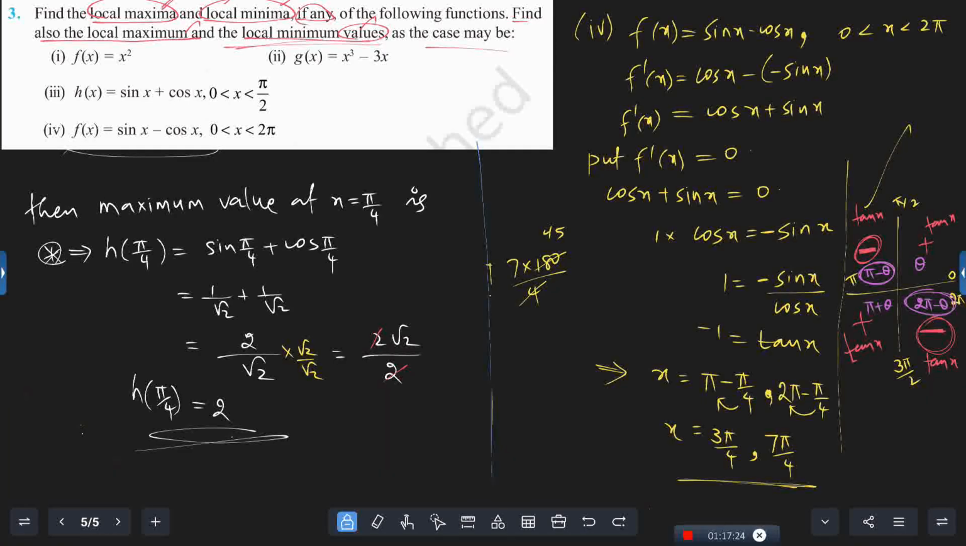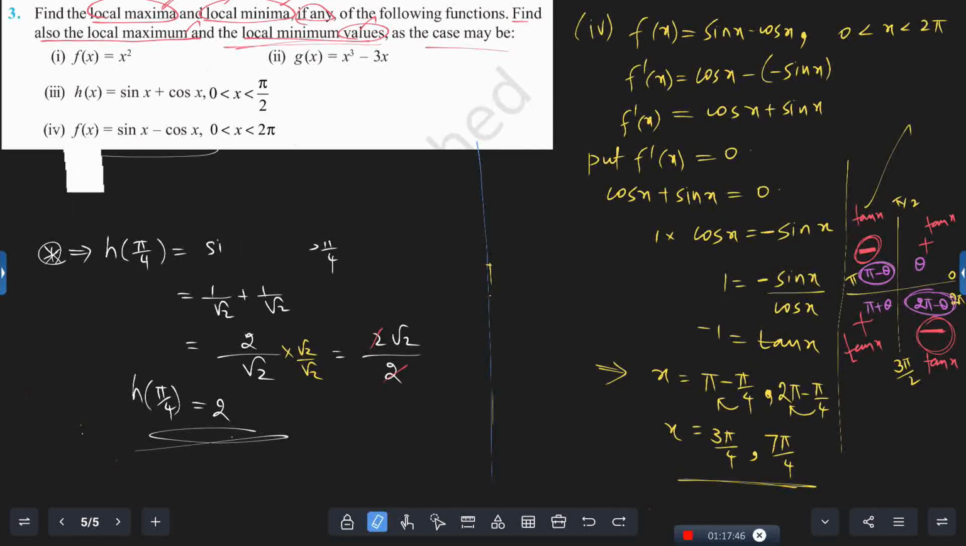7 5s are 35, remaining 3. 7 4s are 28 plus 3, 31, 315 is less than 360. Yes, 315 is less than 360. Then okay, that is our answer. Now only we got the x value. That you have to check what it is. Now we'll go here.